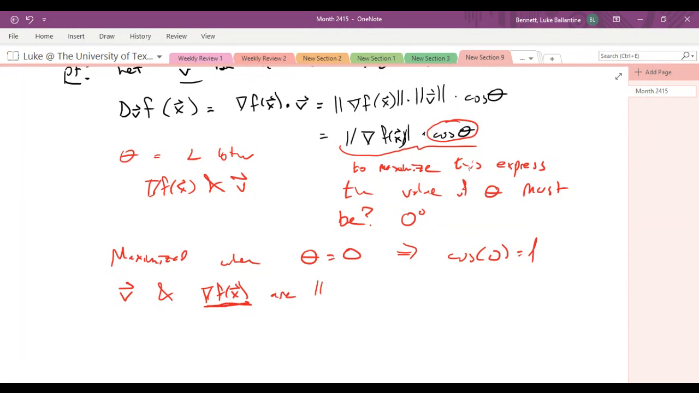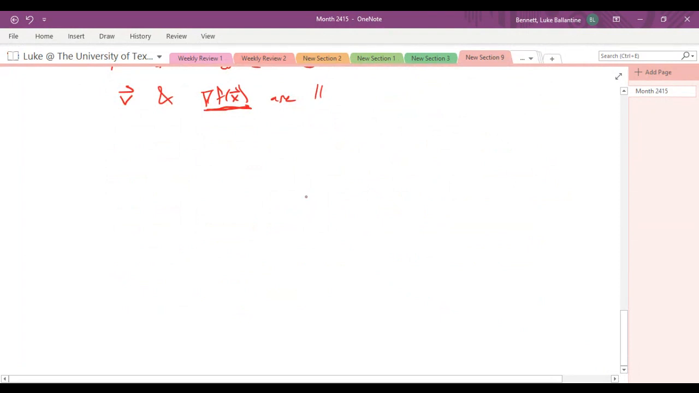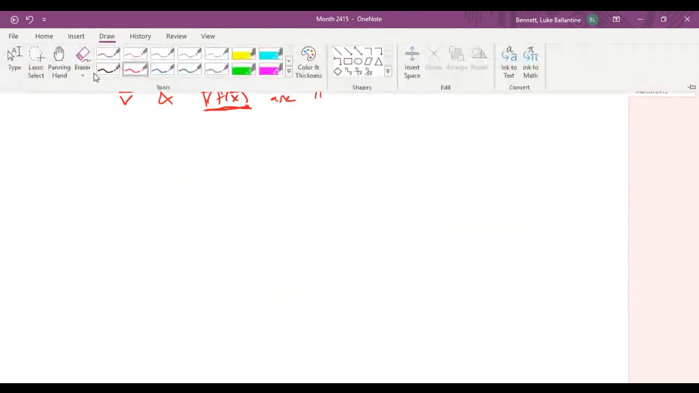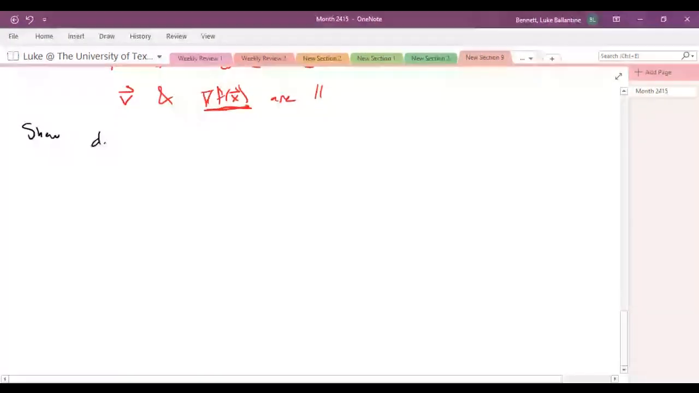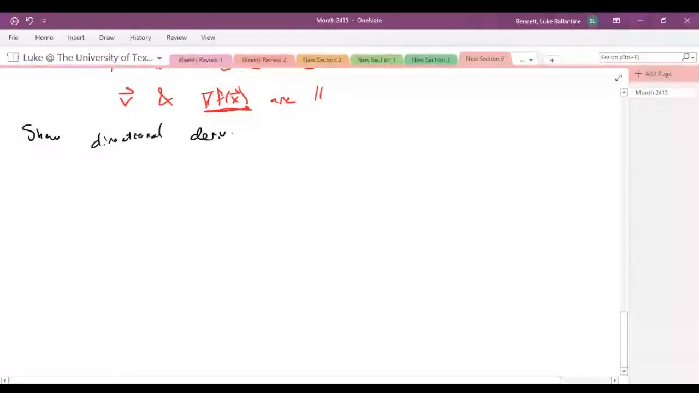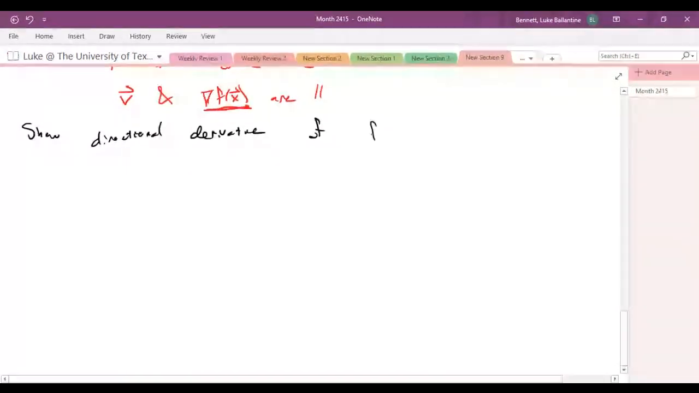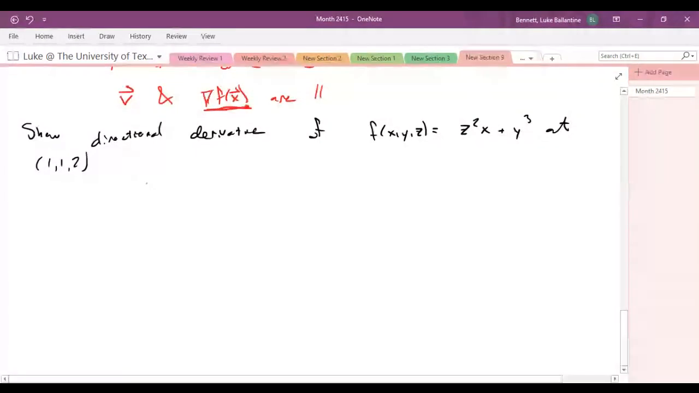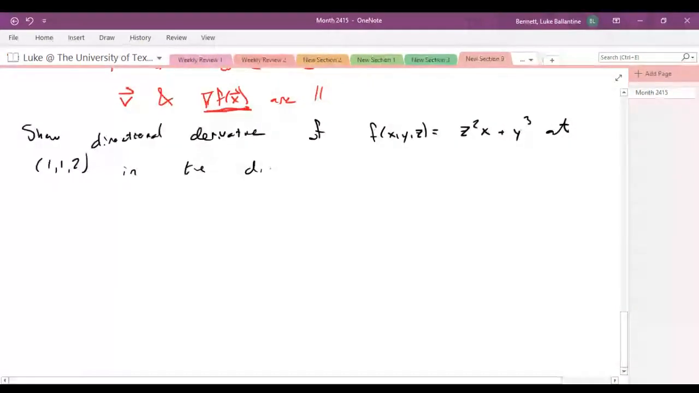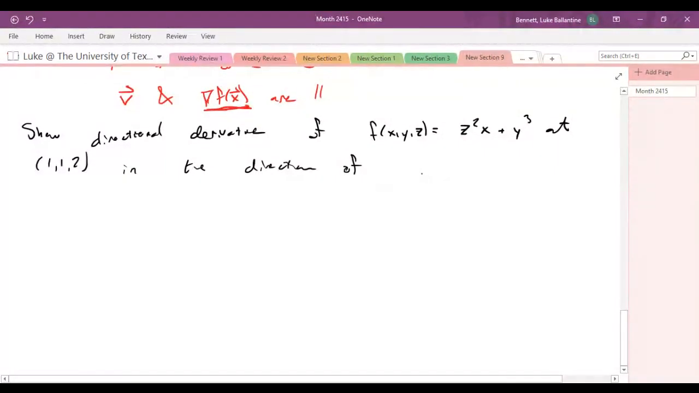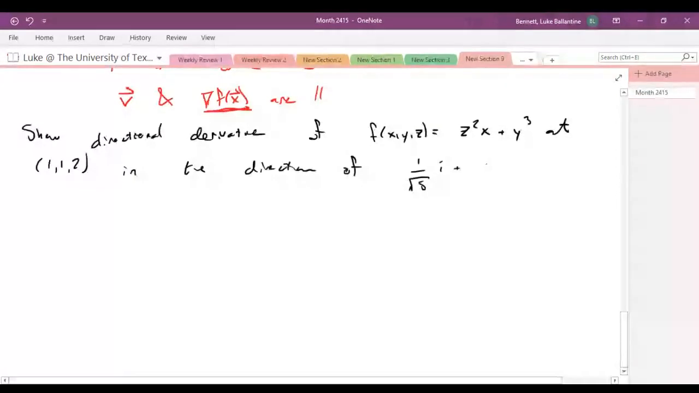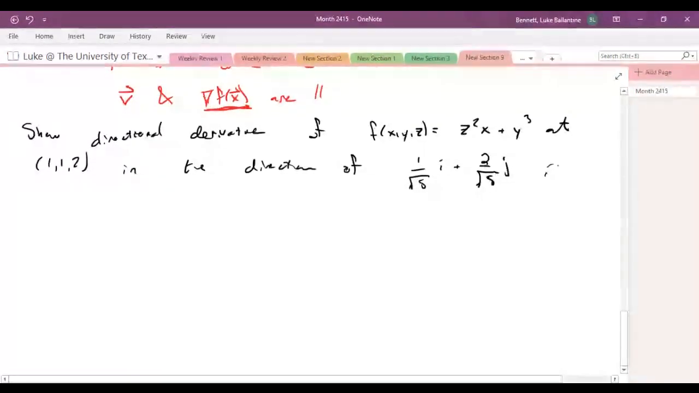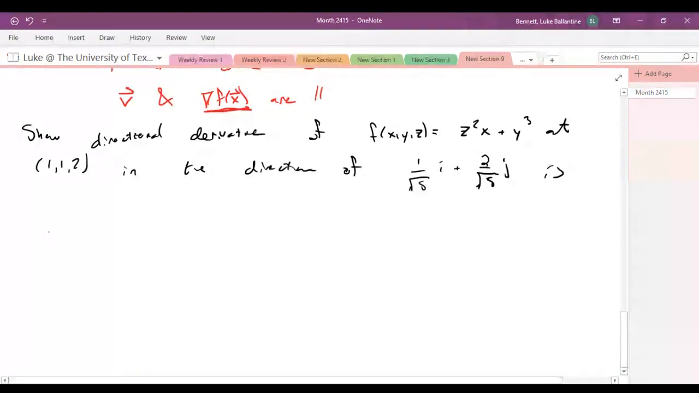Now let's do some calculations, y'all. This first one, we're given a function, and they give us the answer, we just have to show it. Show the directional derivative of f of x, y, z equals z squared x plus y cubed at the point (1, 1, 2) in the direction of the vector 1 over square root of 5 i plus 2 over square root of 5 j is 2 square root of 5.